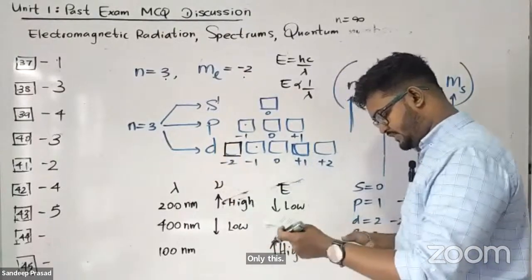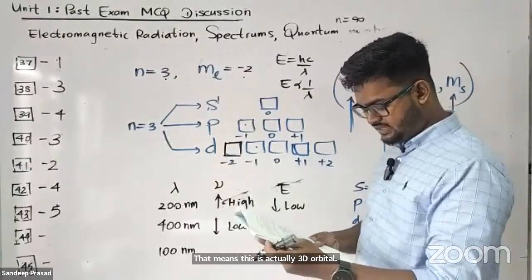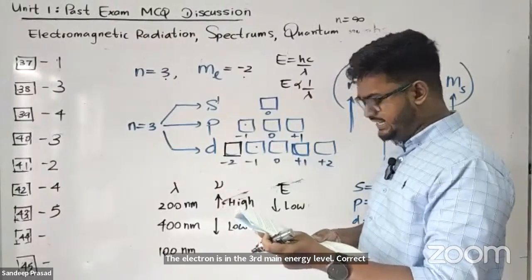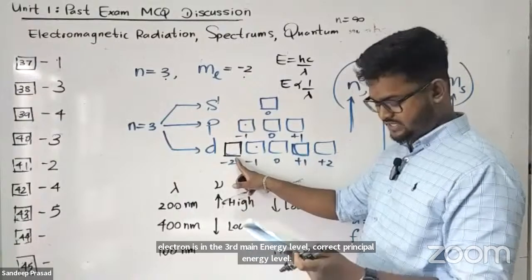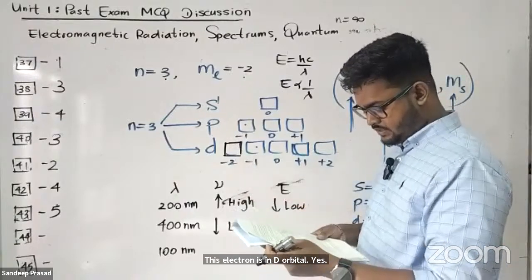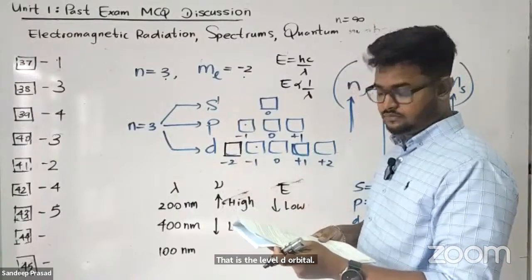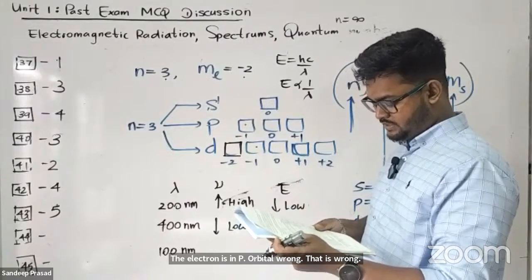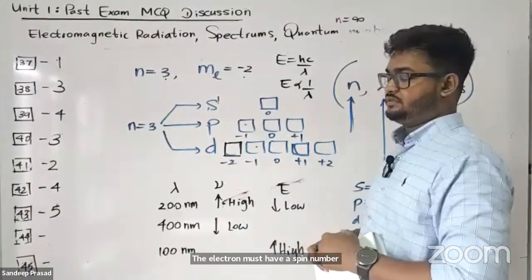Right. Let's see what other statements they have given. The electron is in the third main energy level, correct? Third principal energy level. This electron is in d orbital. Yes, that is d sub energy level, d orbital. The electron is in p orbital. Wrong. That is wrong.